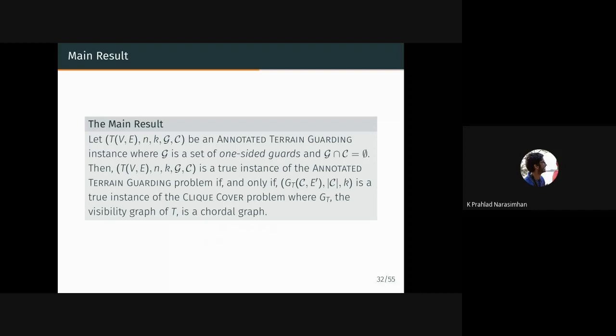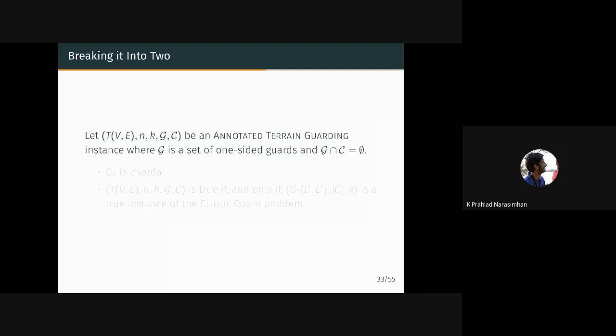And my inference is the same as that, saying that the visibility graph of this instance is chordal. And also that there's a clique cover, such that the annotated guarding instance is true if and only if there exists a guard set G which is all of that in the clique cover, which is exactly how I break it into two. So the first thing I may say is that the visibility graph is chordal, and the second thing is that this is a true instance. This particular annotated guarding is true if and only if this particular clique cover instance is true.